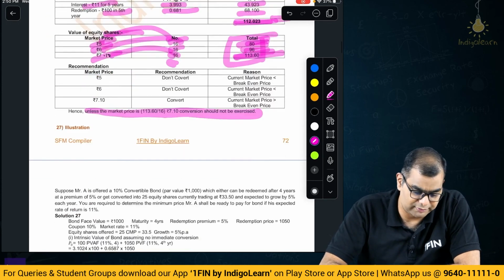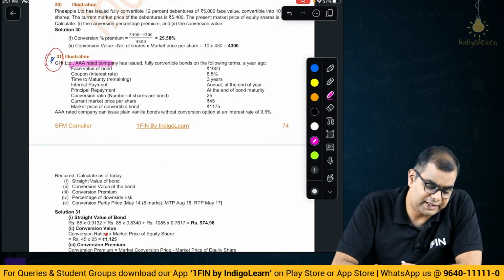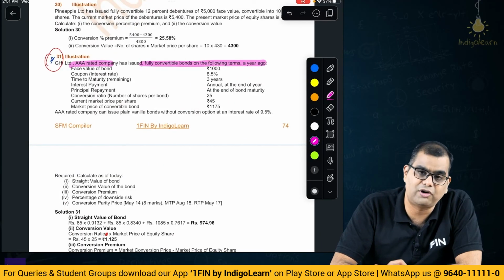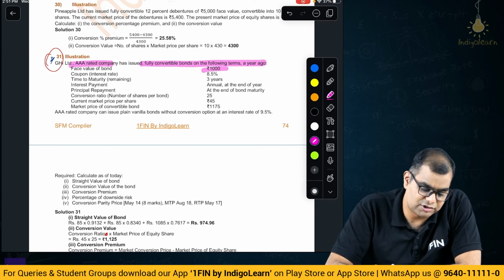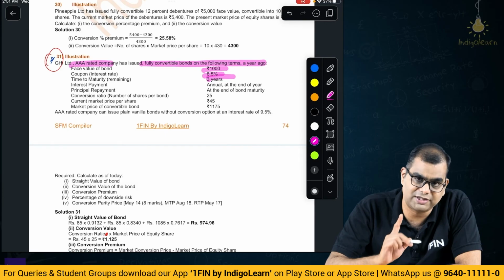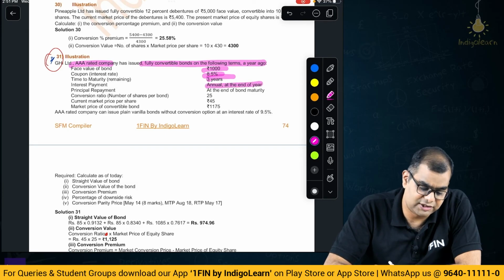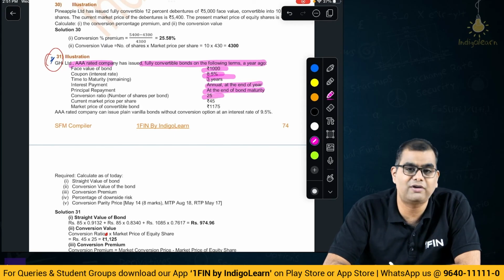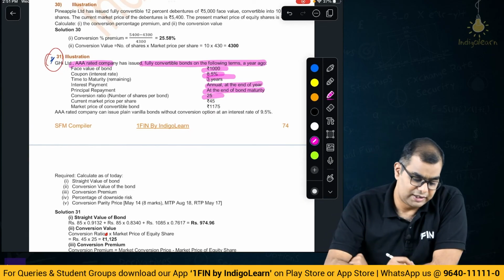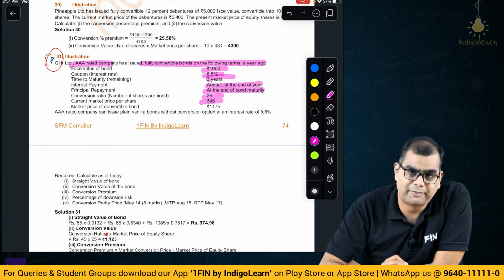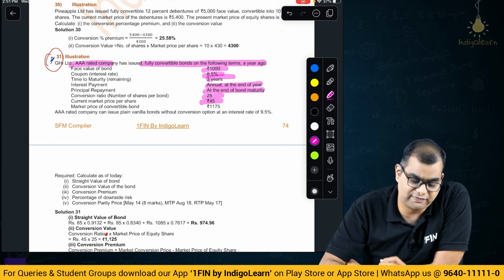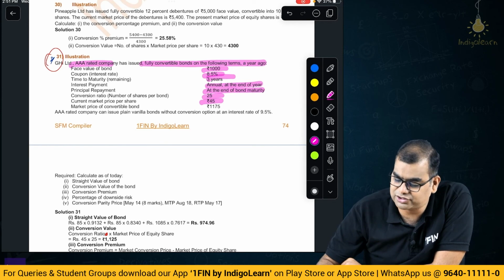Now let us look at one more problem. GH, a AAA rated company, has issued fully convertible bonds on the following terms 8 years ago. Face value of the bond 1000, coupon 8.5, balance maturity is 3 years. Interest payment annual, end of the year, principal repayment at end of maturity, and conversion ratio, that is number of shares that you will get per bond, is 25. Then current market price is 45. So you will get market conversion price and conversion ratio is given. So conversion value is just a product of these two, 25 into 45, which is what?